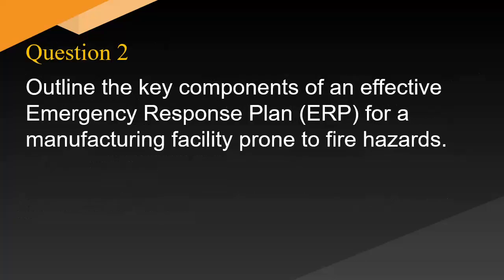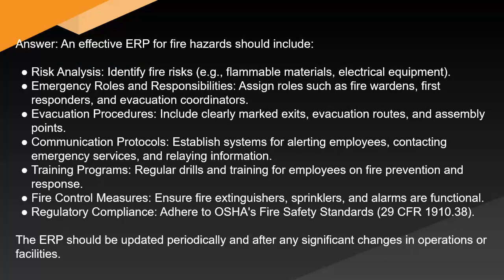Outline the key components of an effective emergency response plan for a manufacturing facility prone to fire hazards. Answer: an effective ERP for fire hazards should include risk analysis. Identify fire risks: flammable materials, electrical equipment. Emergency roles and responsibilities. Assign roles such as fire wardens, first responders, and evacuation coordinators.